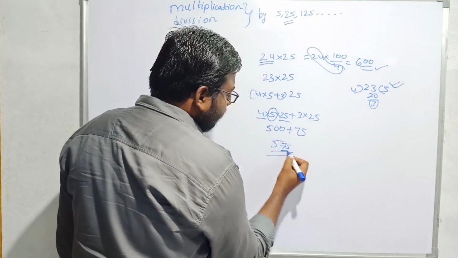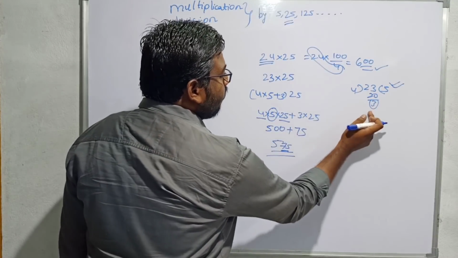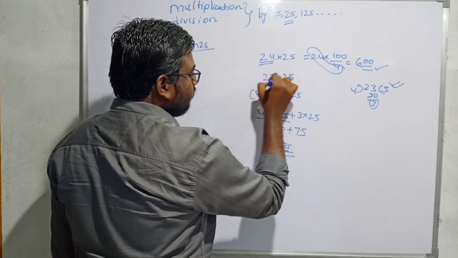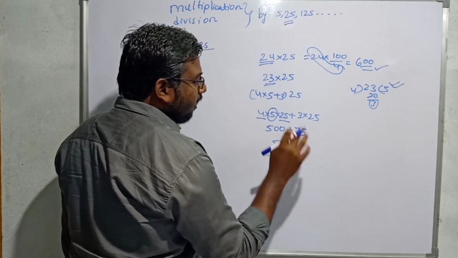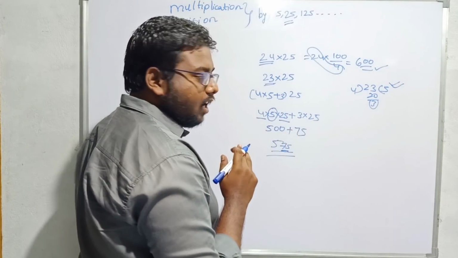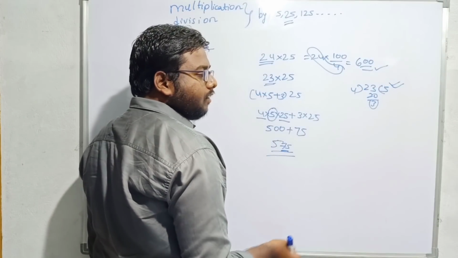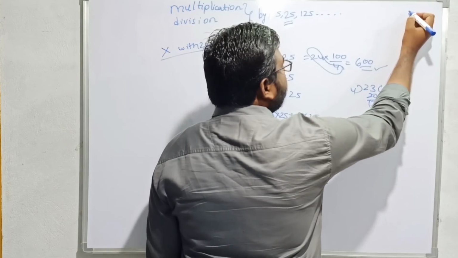How we got this 75 means this is the product of 25 with a number which is the remainder of this 23 when divided by 4. So if we have the remainder 3, we will get 75 in the last 2 digits. If we have the remainder 2, we will get 50 in the last 2 digits. And if you have the remainder 1, we will get 25 in the last 2 digits. So there are only 4 possible.